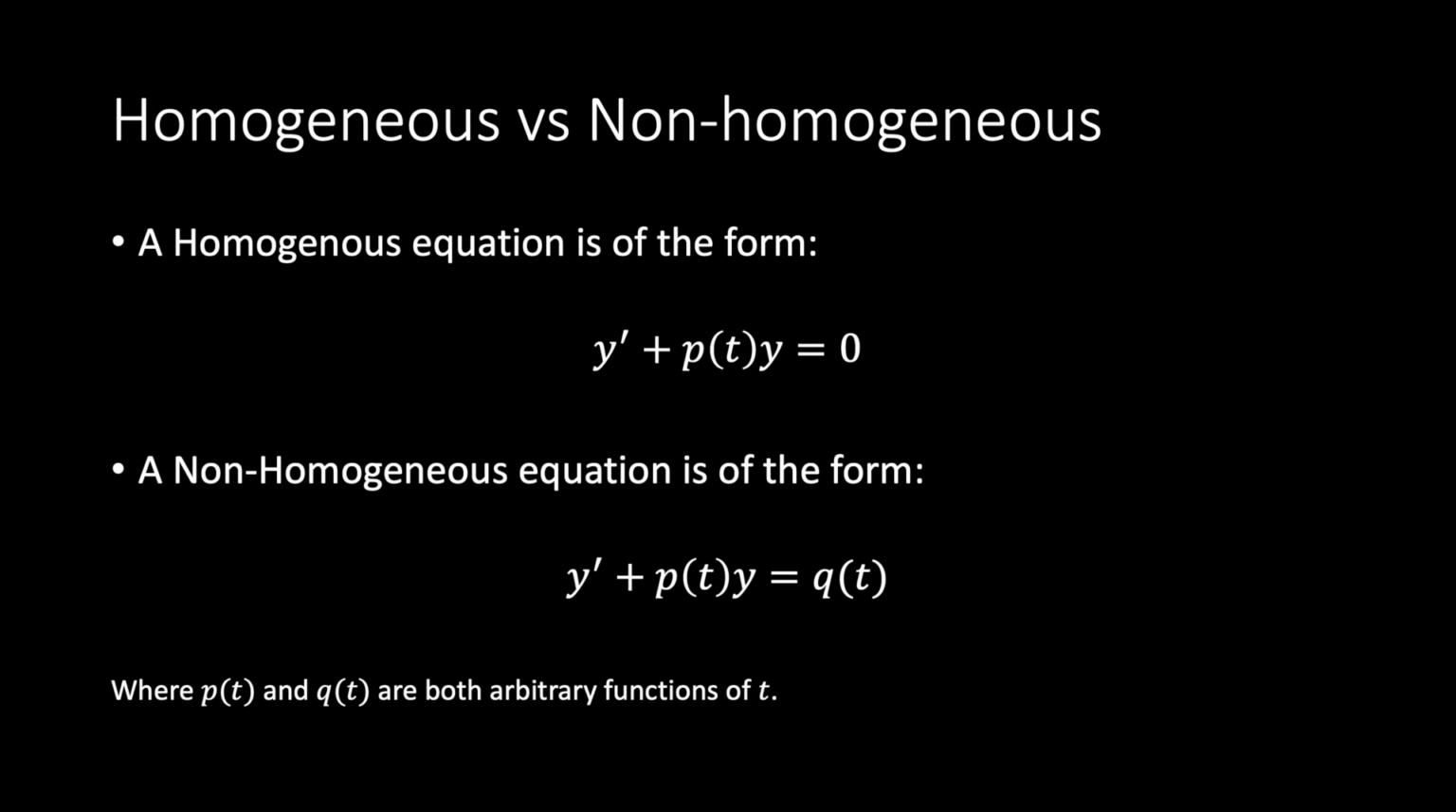In summary, if we can manipulate our differential equation to look like either of the equations above, we say it's either homogeneous or non-homogeneous, where p(t) and q(t) are both functions of t. Notice that they also don't have to contain t. They can contain just a constant, for example, q(t) equals 5. They cannot contain anything other than t or a constant, however.